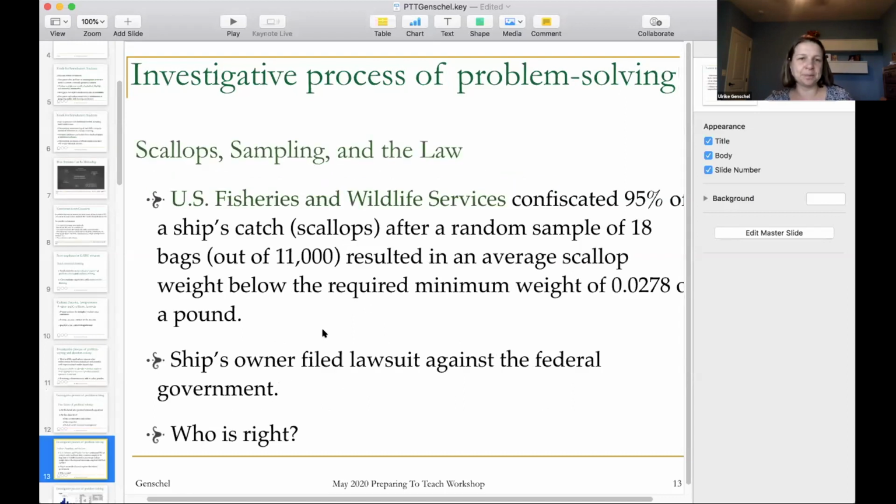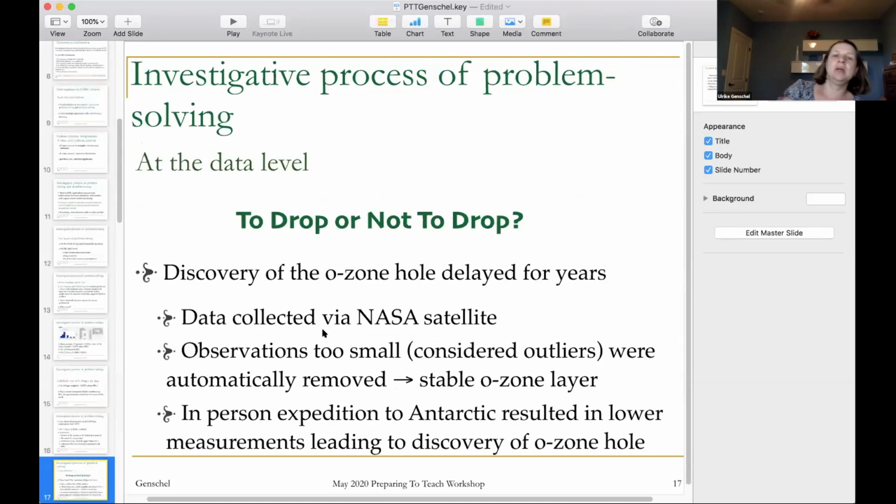I'll take a look at the outliers. So at the data level, do you drop an outlier? Do you not drop an outlier? Of course, to us, we know exactly what the right answer is. But to students, that's not as obvious. Students would like to drop an outlier because it just doesn't fit with the rest. It messes up their analysis. And they think often maybe it's just a wrong measurement, a mistake in the data collection.